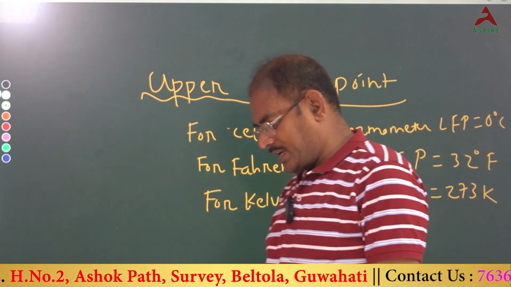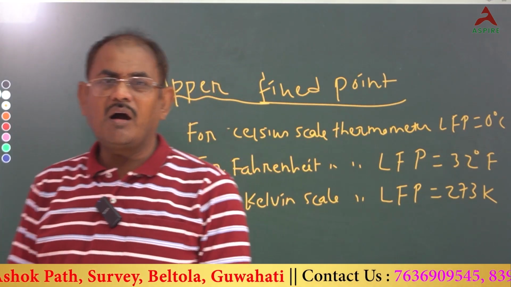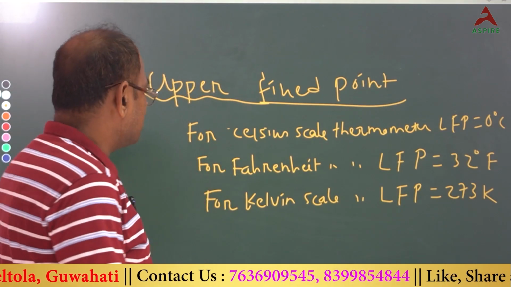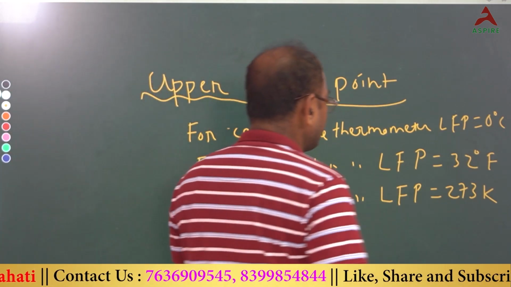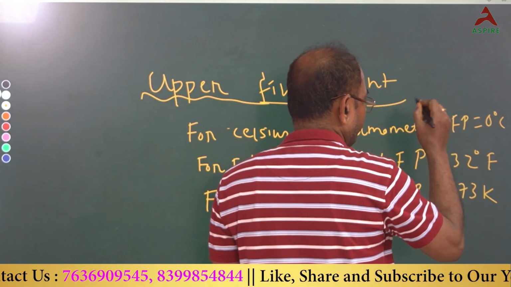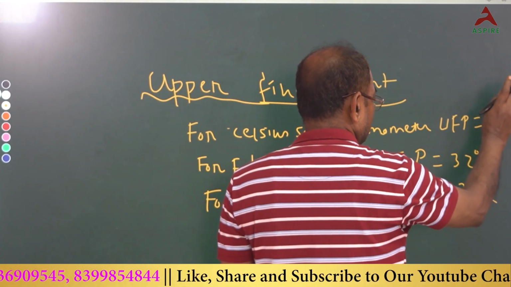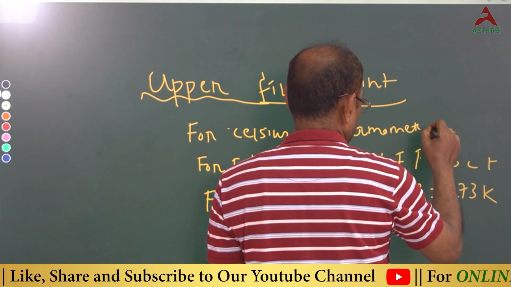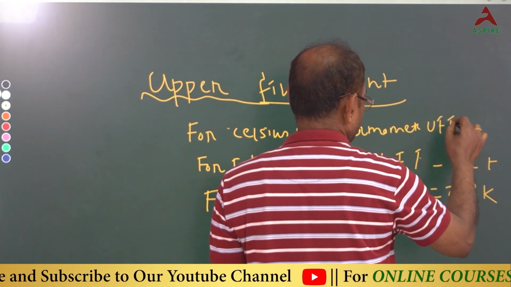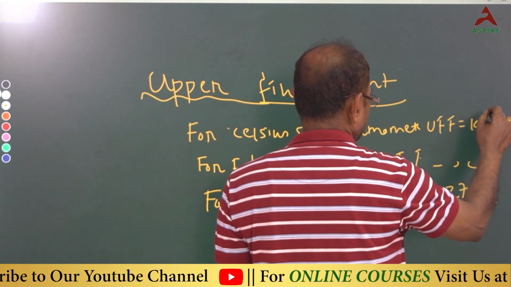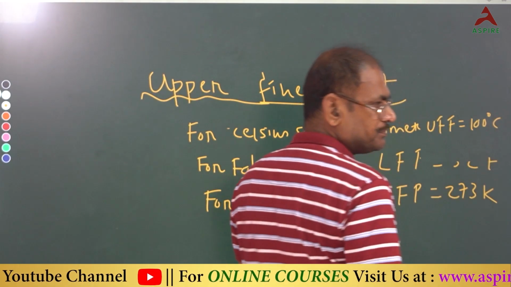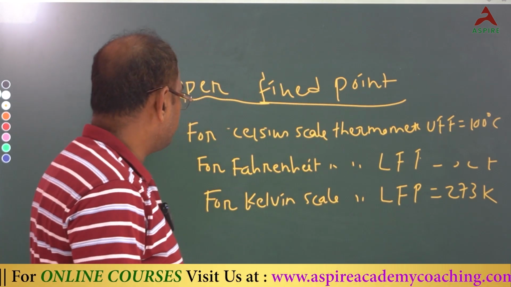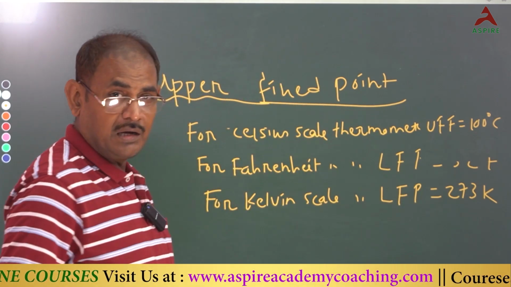And for different scales of thermometer, the upper fixed points are also different. For the degree Celsius scale thermometer, the upper fixed point, UFP, equals what? You know that water boils at 100 degree Celsius. So the UFP for the degree Celsius scale is 100 degree Celsius. Right?